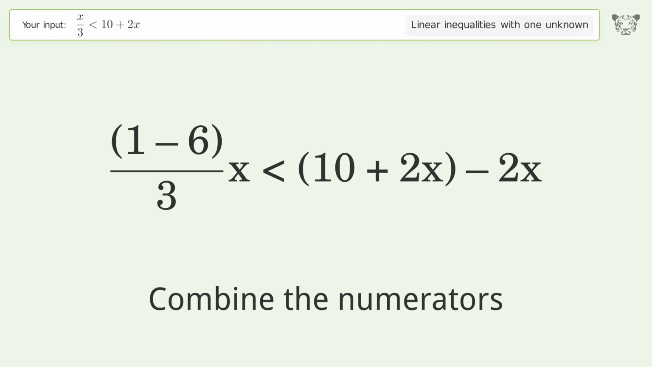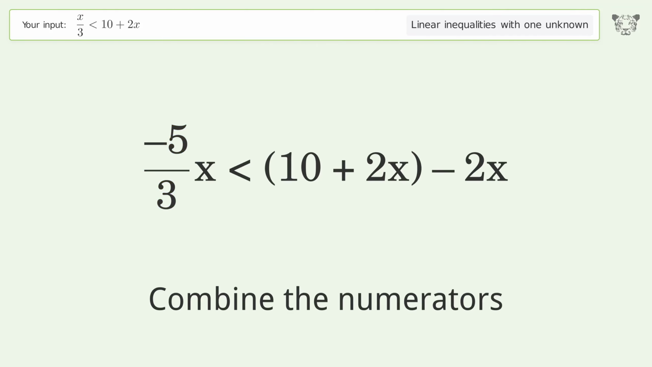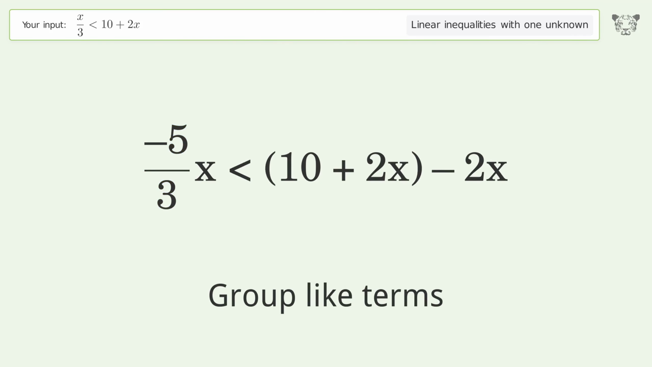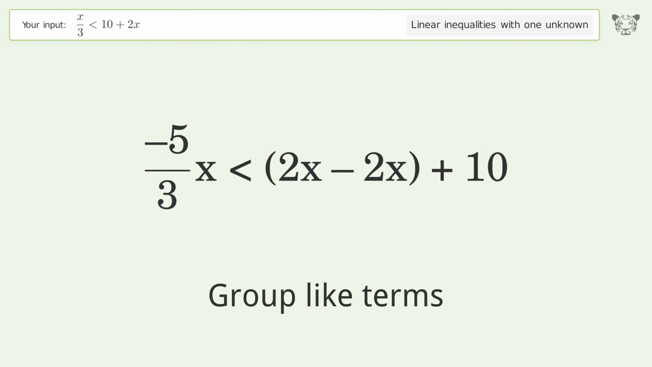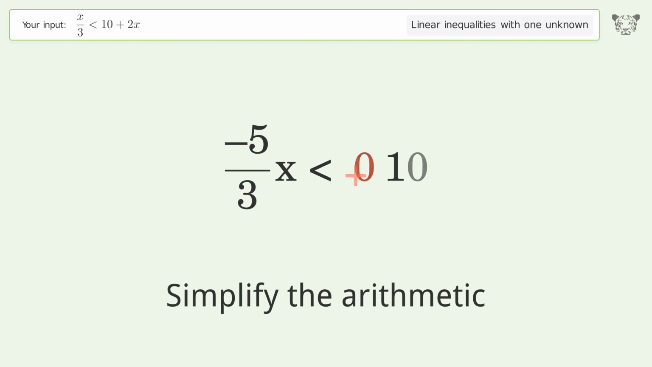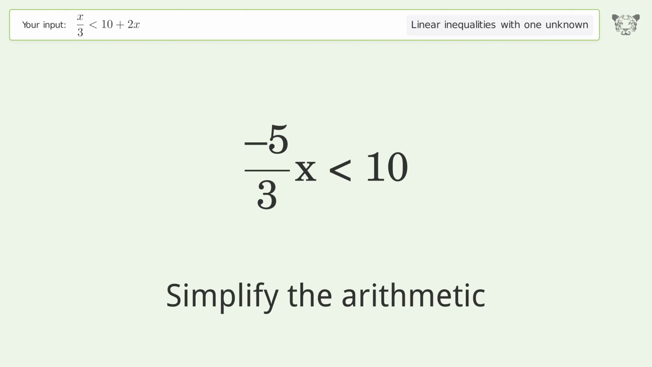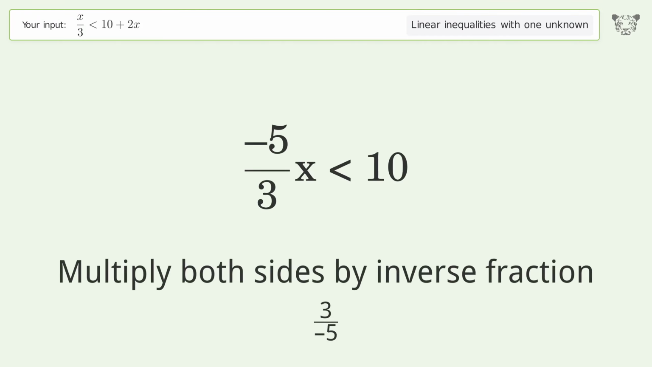Combine the numerators. Group like terms. Simplify the arithmetic. Isolate the x. Multiply both sides by inverse fraction 3 over -5.